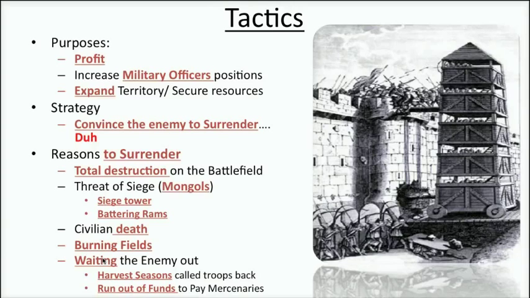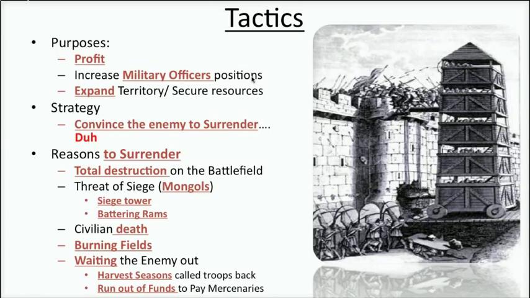Tactics. We've got a lot of different tactics, and we're going to talk about some of the purposes of this and some of the strategies to go along with it. So the purposes of this, of course, is you want to make money. A lot of times people fought one another to take their resources, to take what they needed in order to profit from it. One of the other things that we see come out of this is the increase in military officer positions. So that is definitely a big advance here in ancient warfare.